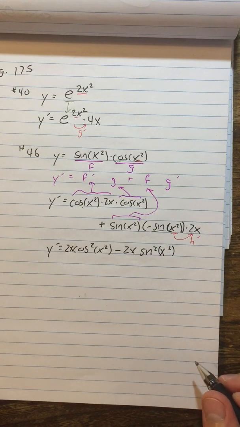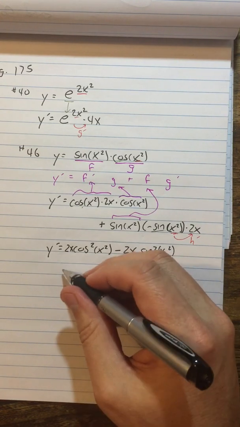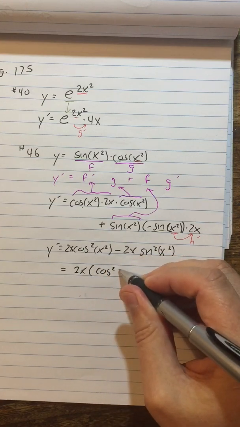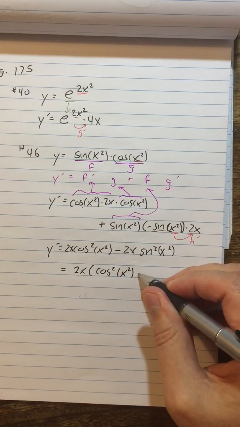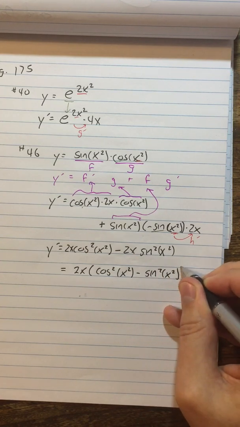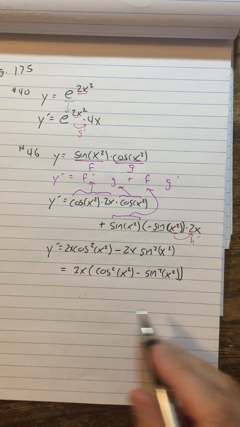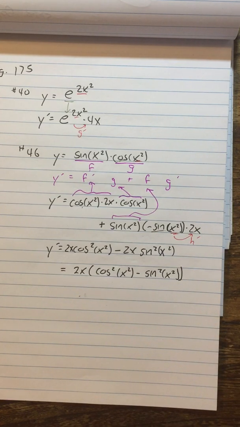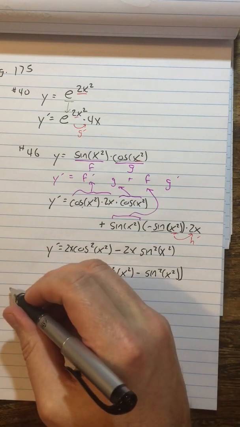If you want, factor out the 2x. There's nothing special about that. If you got cosine squared plus sine squared, that would be nice, because then you could just make it 1. All right, but we don't have a plus. By the way, there's an identity that you can work with here, but let's just quit while we're ahead, shall we? All right, that's number 46.